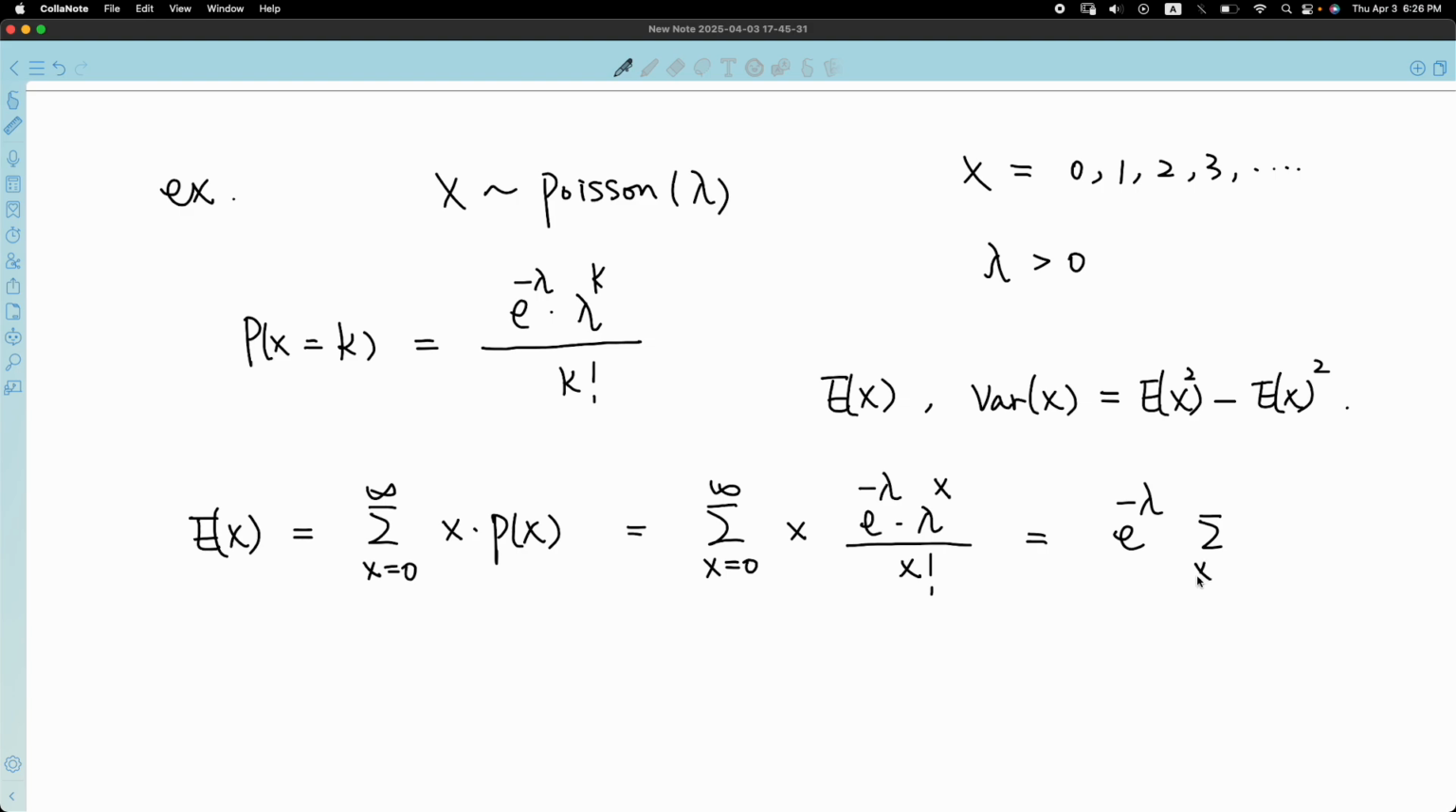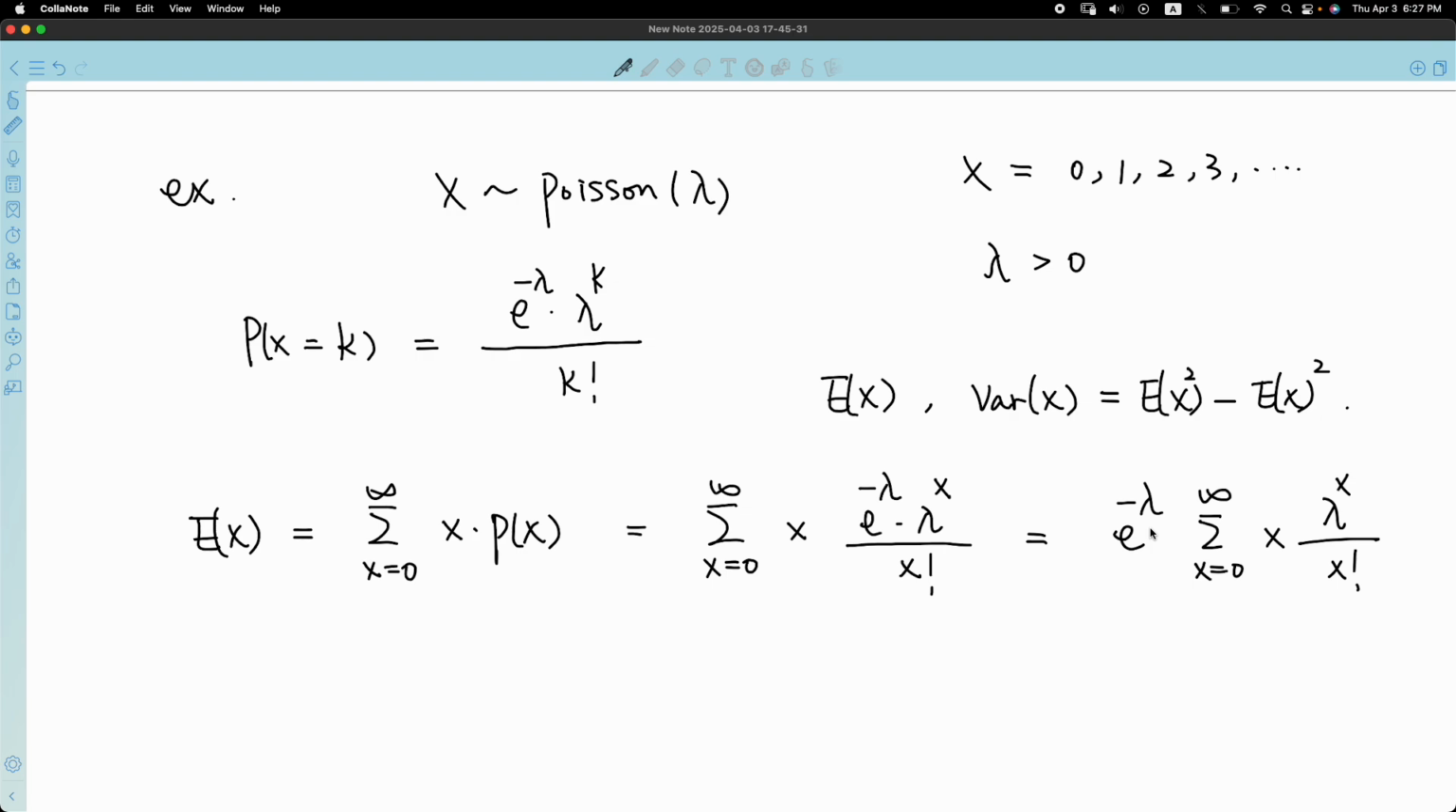The remaining part still involves x, so you will have the first x in the front, and then lambda raised to the power of x over x factorial. The first term here, e to the negative lambda, does not involve x, so it's a constant, and I bring it outside the summation. The rest involves the random variable x, which is affected by the summation, so you have the summation over all the x's, and you cannot move any of them outside the summation.